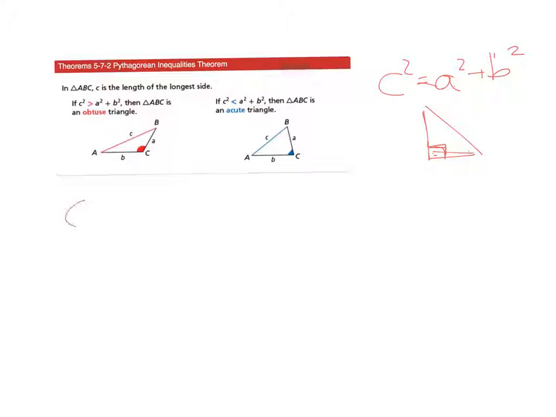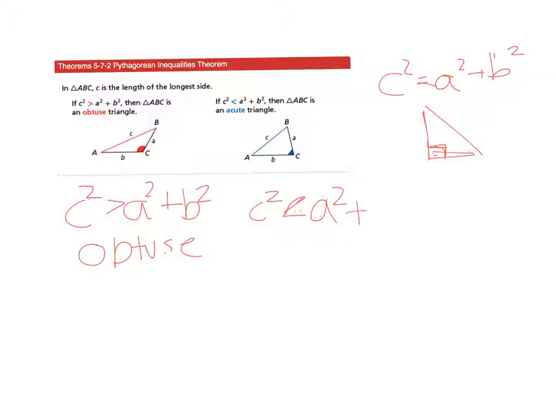But when c squared is greater than a squared plus b squared, I know that it's going to be an obtuse triangle. And if c squared is less than a squared plus b squared, then it's going to be an acute triangle. But please notice that the c squared has to come first. C squared always has to come first. This is something that I forgot today in the lesson as well. But you just want to remember that because it makes this a lot easier.